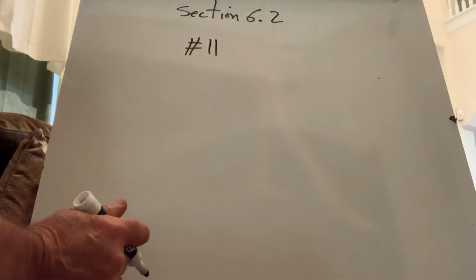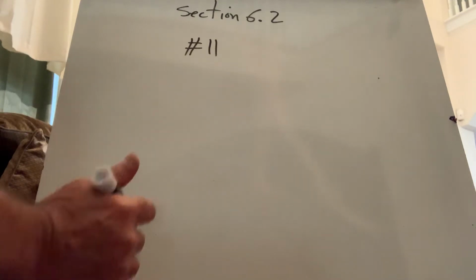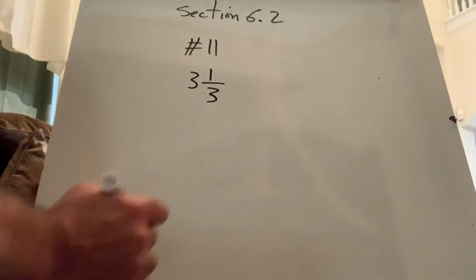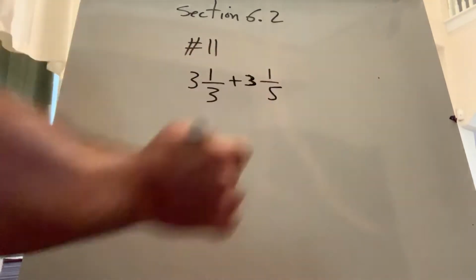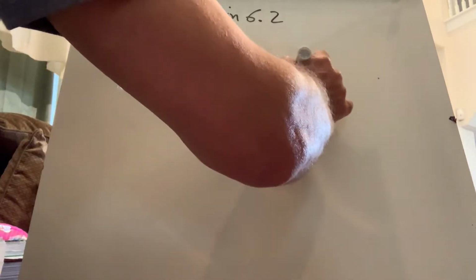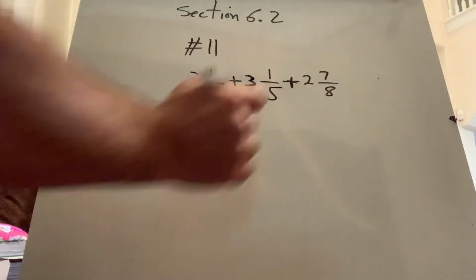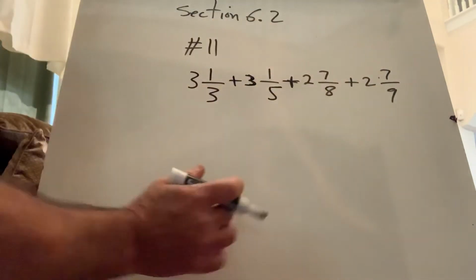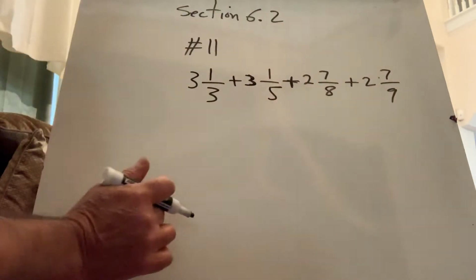So the question says to, of course, use clustering to estimate the following sum. So we are adding the following numbers: 3 1/3 plus 3 1/5 plus 2 7/8 plus 2 7/9. Now, of course, you can obviously add all of them up and get the exact value, but right now I just want you to see if you can estimate the value without having to actually work it out.